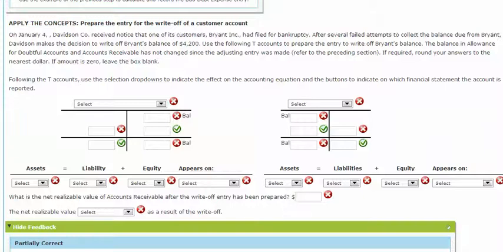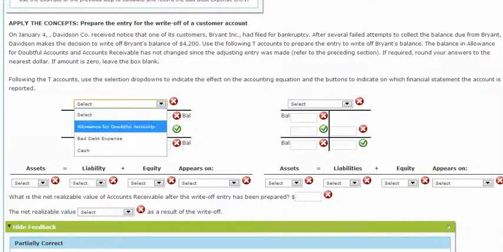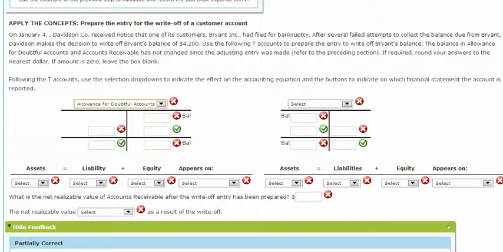The balance in allowance for doubtful accounts and accounts receivable have not changed since the adjusting entry was made. Refer to the preceding section. If required, round your answer. Well, first of all, we're going to be debiting our allowance for doubtful accounts, and it has a beginning balance.